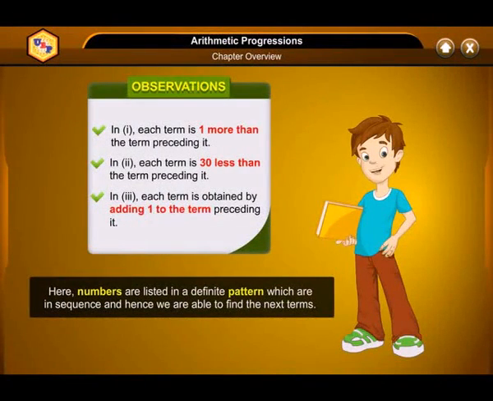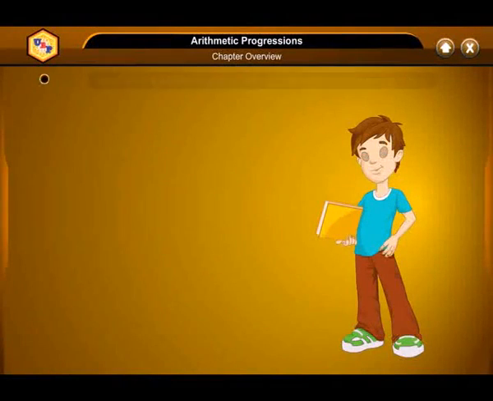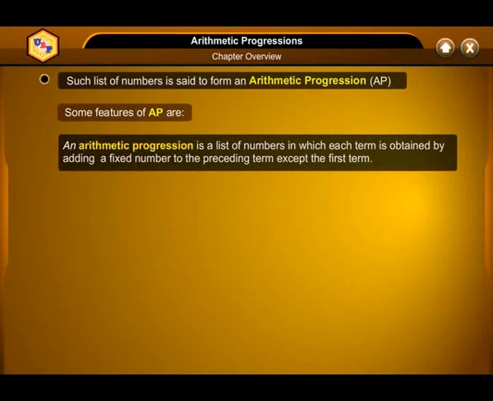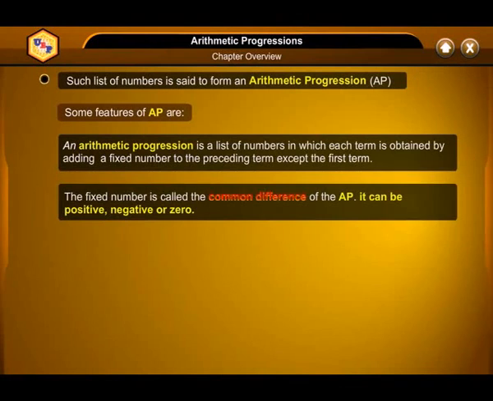Numbers are listed in a definite pattern, which are in sequence, and hence we are able to find the next terms. Such a list of numbers is said to form an arithmetic progression, AP. Some features of an AP are: an arithmetic progression is a list of numbers in which each term is obtained by adding a fixed number to the preceding term except the first term. The fixed number is called the common difference of the AP. It can be positive, negative, or zero.